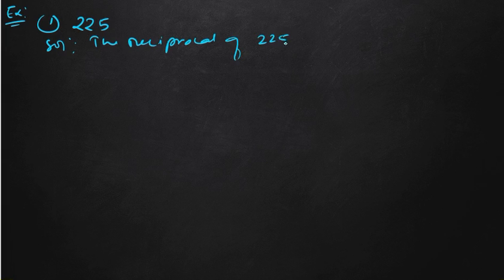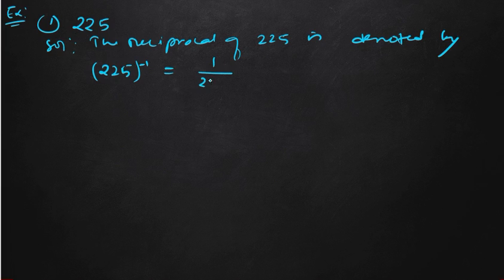So example number 3. Okay, the question is find the reciprocal of each of the following. So what will be the reciprocal of 225? Solution, how will you write? The reciprocal of 225 is denoted by, how we will denote? 225 whole power minus 1. This minus 1 means inverse, and it will be your 1 by 225. Okay, or you can skip this language and directly you can write it from here.